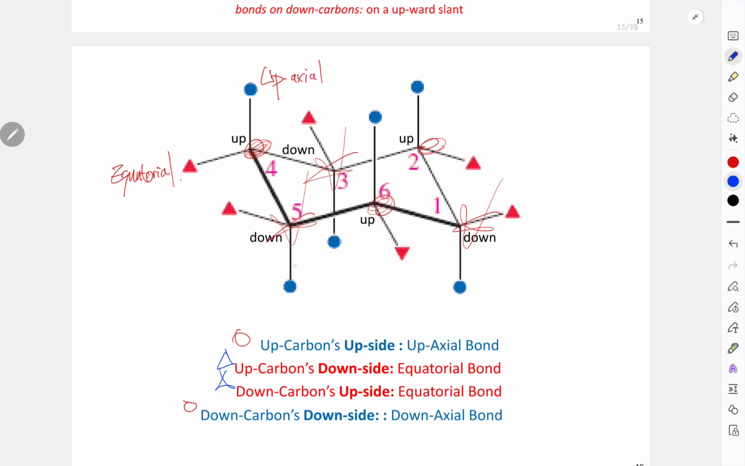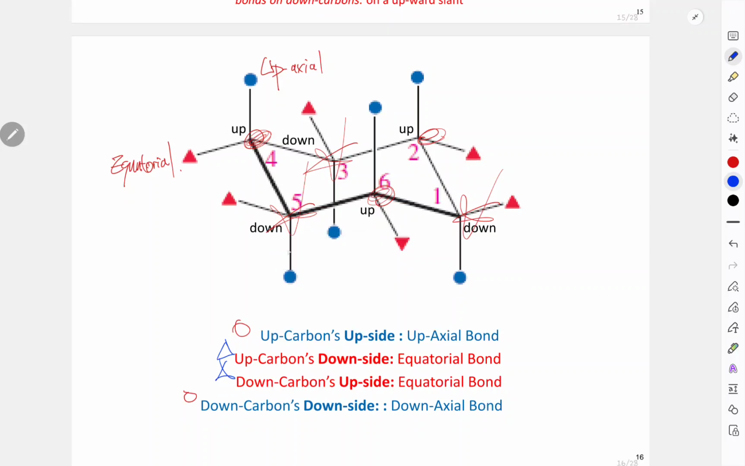What about down carbon? So you have down carbon here. Down carbon's downside is the down axial bond. So you have this bond, down axial bond, down axial bond, down axial bond. What about down carbon's upside? That's the equatorial bond. Here, and here.